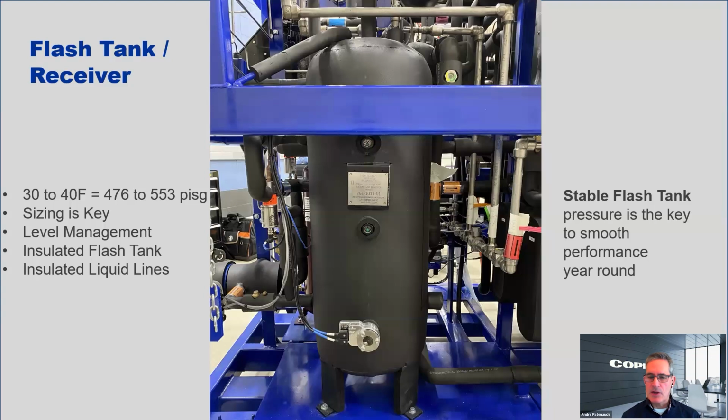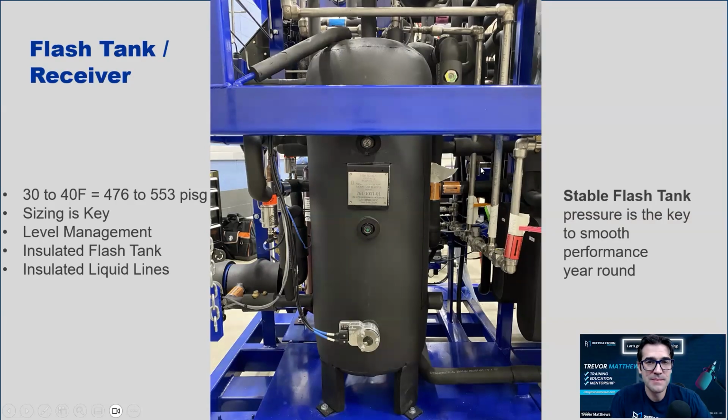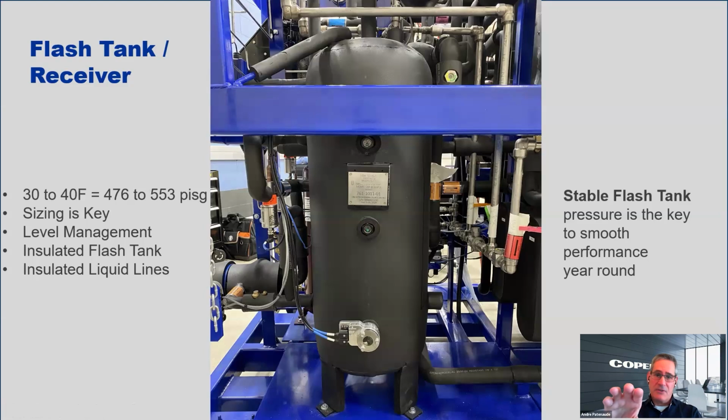And the last thing I wanted to mention, Trevor, is the flash tank management. Depending on the design, it's somewhere between 30 to 40 degree flash tank, and your pressures, depending on the OEM, can be somewhere from 475 to 550 pounds. But that flash tank is super important because it's got liquid, it's got vapor, it's got flash gas coming off of it. You've got high pressure vapor coming in from the high pressure valve. A lot of stuff going on within this receiver.